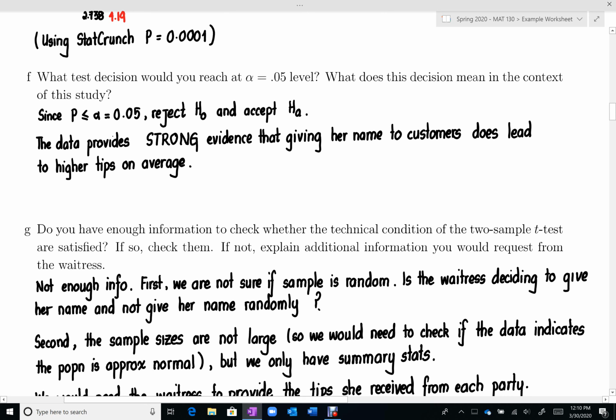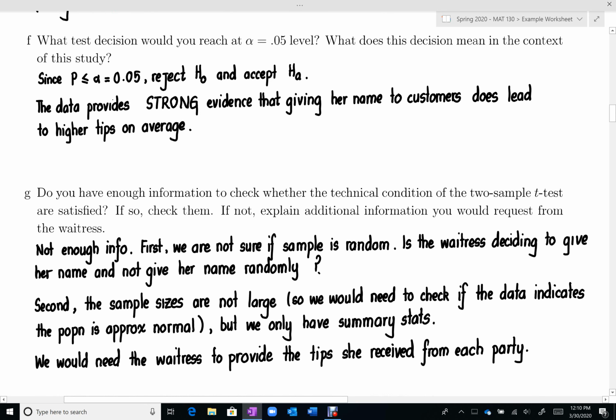So if we could request some additional information from the waitress, what we would ask the waitress for is to provide the tips that she received from each party. Right? So we would need the individual tips, and then we could look at the probability plot for the individual tips, and if the normal probability plot was somewhat linear, we could say with some amount of confidence that the population the data is coming from is approximately normal. But in this case here, since the sample sizes are not large and we only have summary stats, the technical conditions for the test are not satisfied.